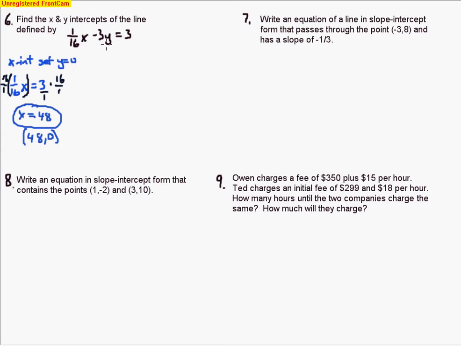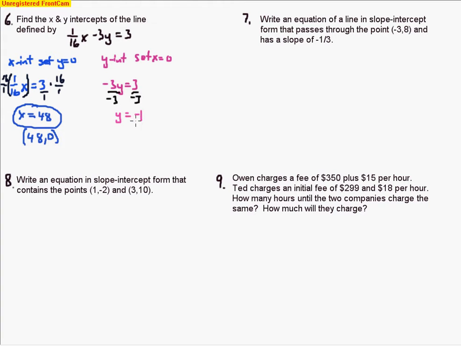Well, for the y-intercept, we're going to do the same sort of thing. We're going to end up setting x equal to 0. And so when we do that, we cancel out this x term, and all I'm left with is negative 3y equals 3. Well, to solve for that one, all we're going to do is divide by negative 3, and we'll have our value. So here we end up with y equals negative 1.